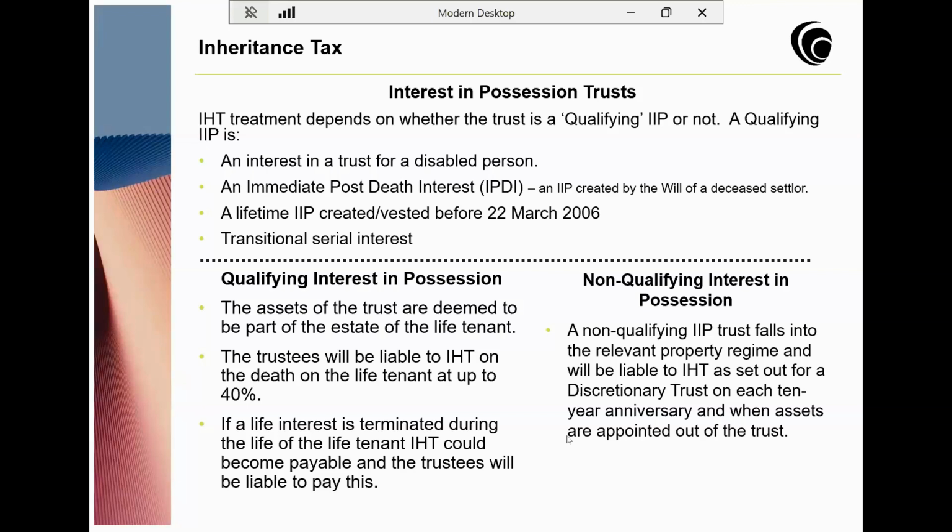They will be liable to tax on the death of the life tenant at 40% in the estate, taking into account the life tenant's nil rate band. The trustees receive a CGT free uplift in the base cost of the assets, for the remainder beneficiaries who will receive it usually immediately after the life tenant passes away. If the life tenant terminates the interest in the trust while they're alive, that is a PET to the extent that the assets pass to individuals, or a chargeable lifetime transfer if the assets remain on trust at the time.